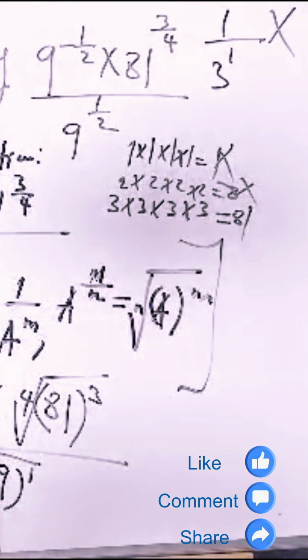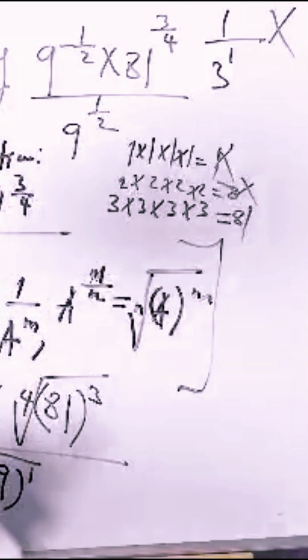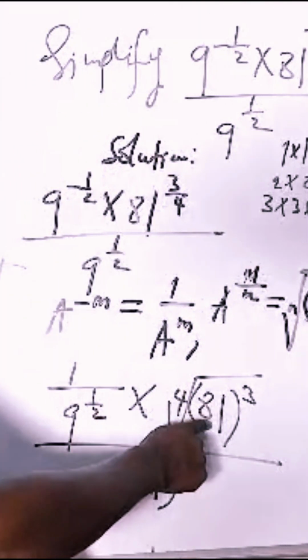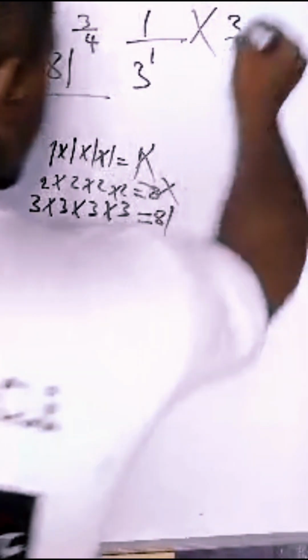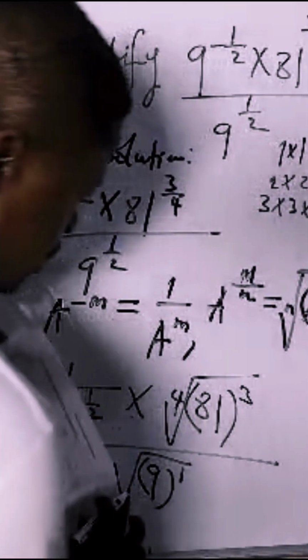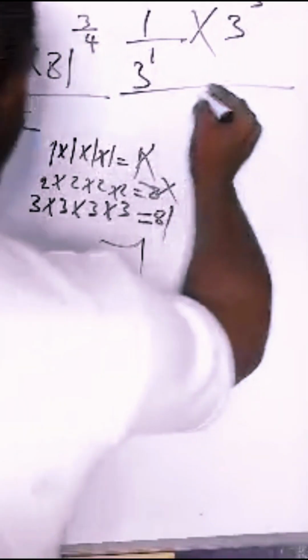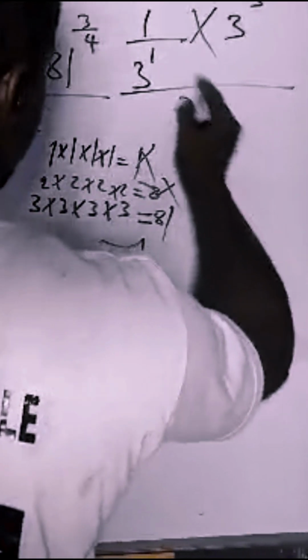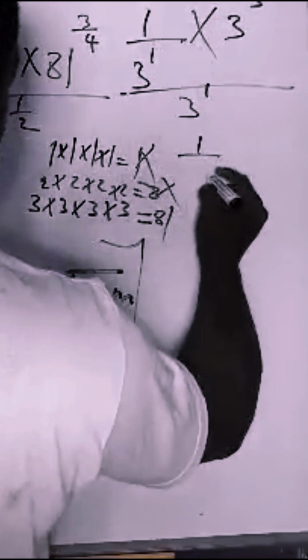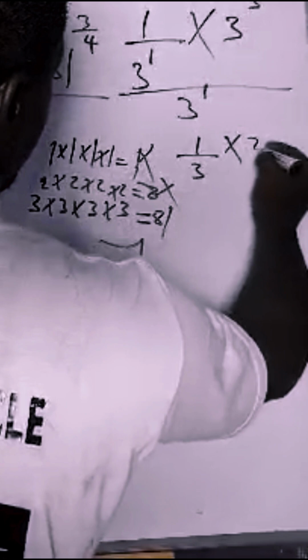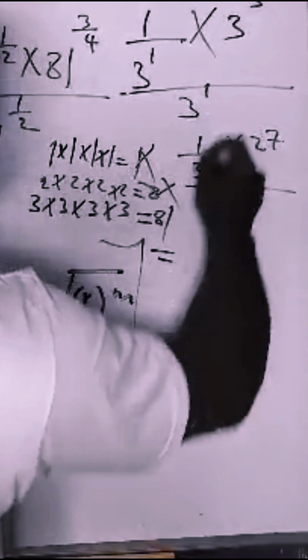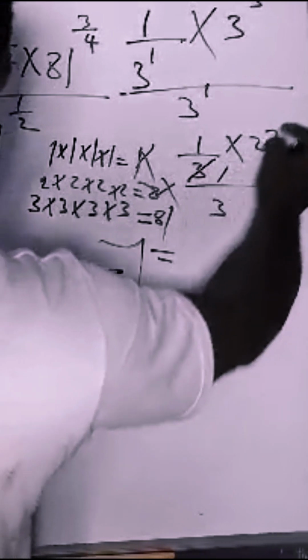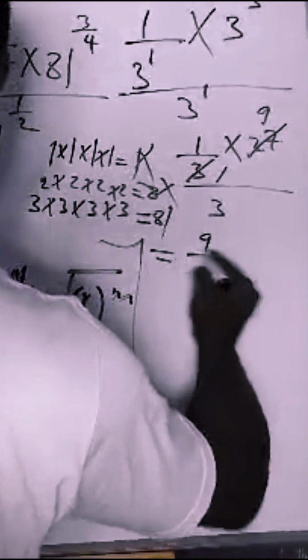What does that imply? It implies that it is 3 that can multiply itself 4 times in order to produce 81. So therefore the fourth root of 81 is 3. So in its place we have 3. But don't forget the power, which is 3, all divided by the square root of 9, again 3 raised to the power 1. So at this point we have 1 over 3 raised to the power 1, which is 3, times 3 raised to the power 3, which is 27, all divided by 3 raised to the power 1, again 3. So at this point we have 1 over 3 of 27, 3 here and 3 here will give us 9. So we have 9 all over 3.